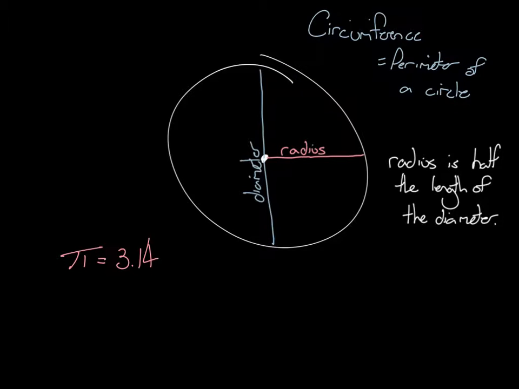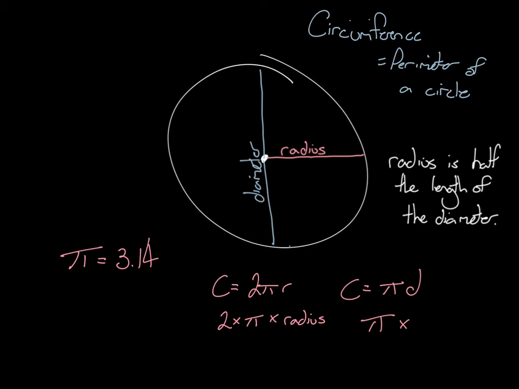To work out the circumference of a circle, there's two different formulas, and it depends on whether the picture or the diagram you've been given gives you a radius or a diameter. If you've been given the radius, your formula is 2 pi r, which is just 2 times pi times the length of the radius. If they've given you a diameter instead, it's a little bit easier. The formula is just pi d. So just pi times the diameter.